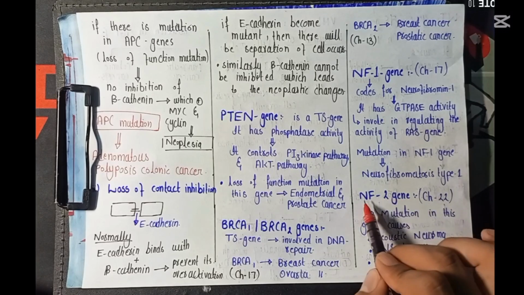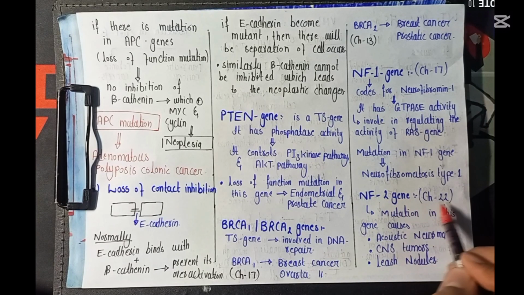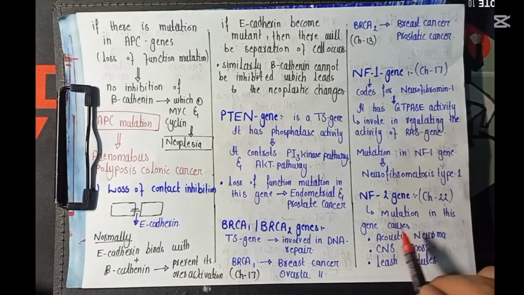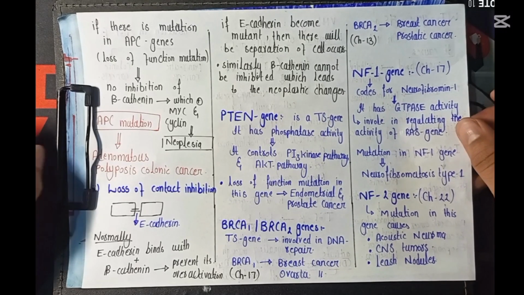The next is the neurofibromin 2 gene, which is present on chromosome number 22, and if there is a mutation in this neurofibromin 2 gene, it causes acoustic neuromas, CNS tumors, and Lisch nodules. And similarly, there are also café-au-lait spots that occur in neurofibromin 2 gene mutation.